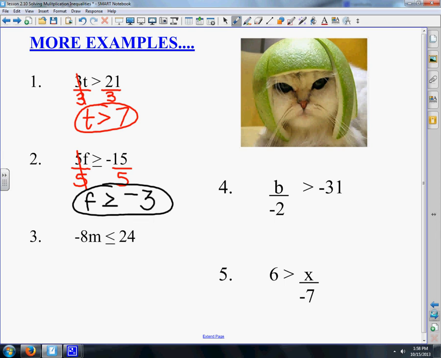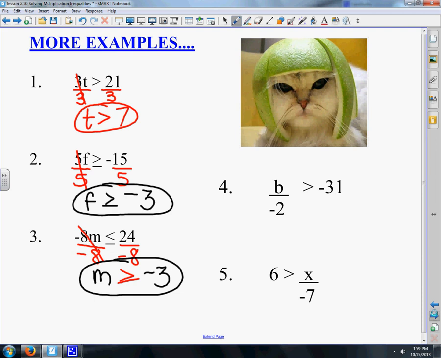Okay, example number 3. We're going to divide by negative 8. Since we are dividing by a negative number, that cancels. We have m. What happens to this inequality symbol? We are going to flip it or switch it so it becomes greater than or equal to, and then 24 divided by negative 8 is negative 3. So the solution here, m is greater than or equal to negative 3.